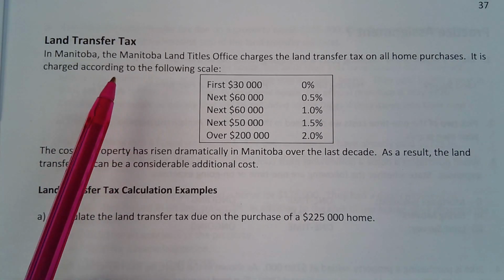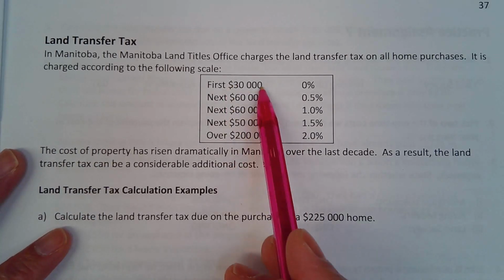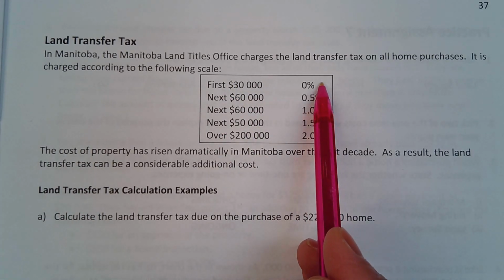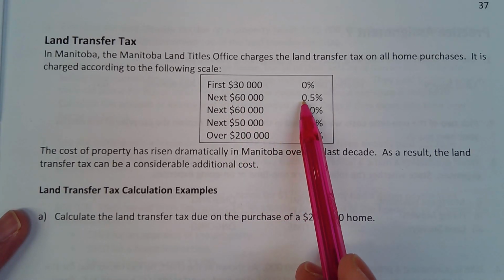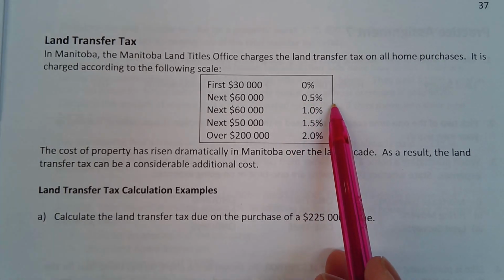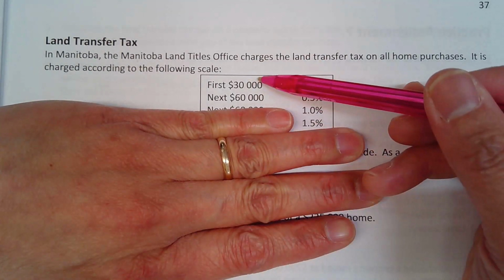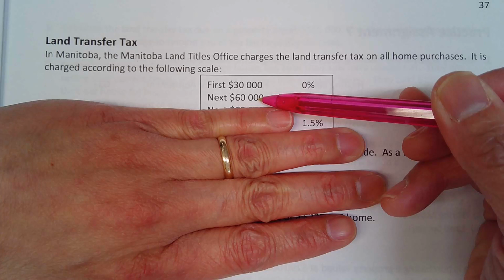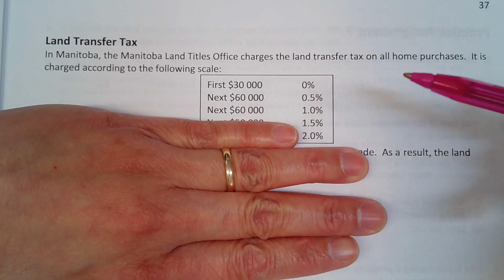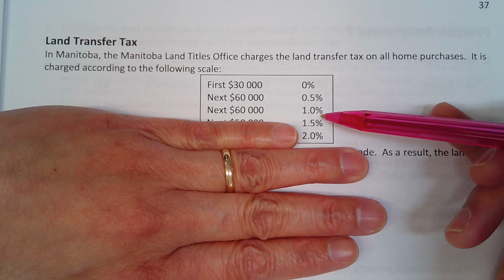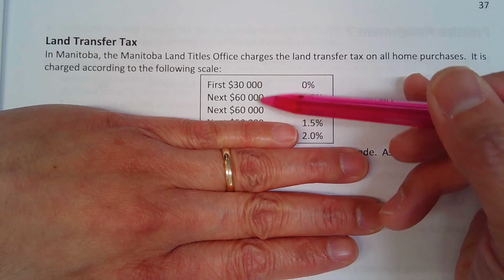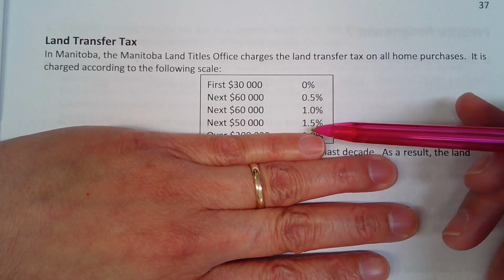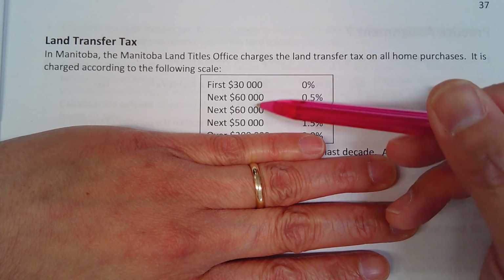So right now, how much is that? 30 plus 60, it's going to be 90,000. Now the next 60,000, they're going to charge us 1% tax. What's the running total? 150. Okay, good. And then the next 50,000, it's going to be 1.5%. What's the running total now? 200,000. And anything above the 200,000 mark, they have to pay 2%.